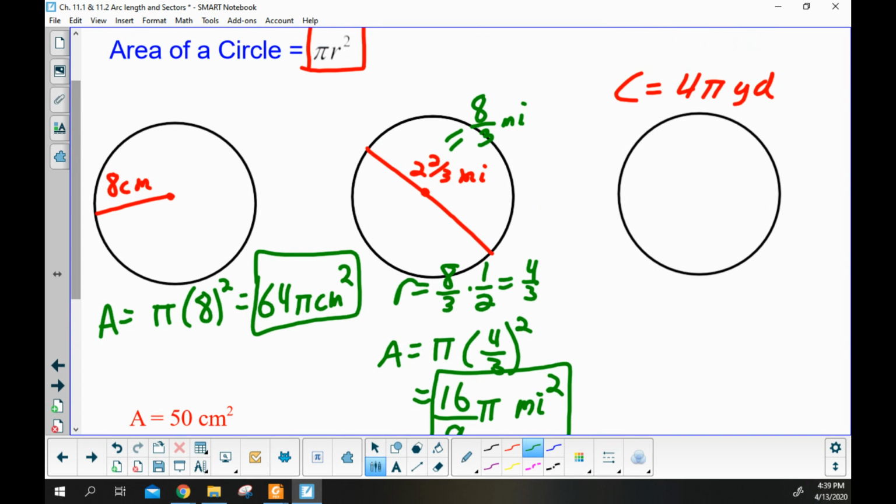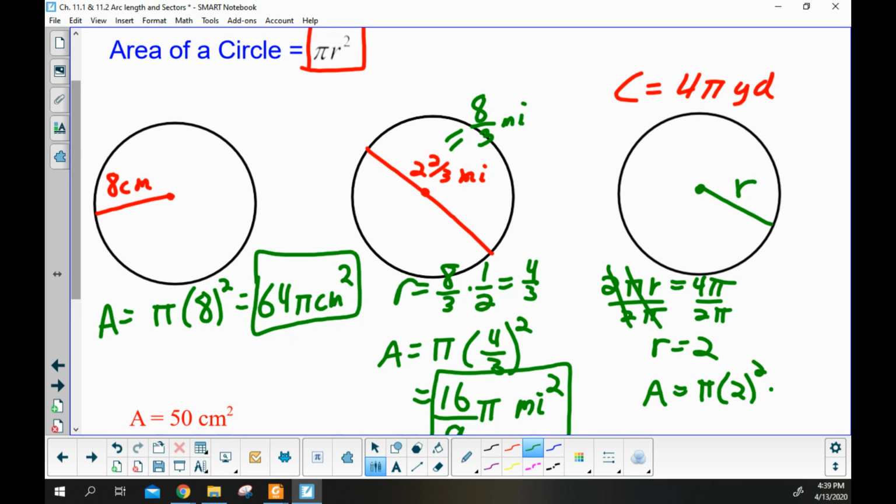All right. This last one here, I give you the circumference is 4 pi, and I want the area. Well, first thing we need to find is, what's my radius? So we need to work the circumference one backwards. 2 pi r equals 4 pi, divide by 2 pi, and we see that r equals 2. And now we can do the area. Area equals pi times 2 squared, which is 4 pi, but in this case it's yards squared, not yards.